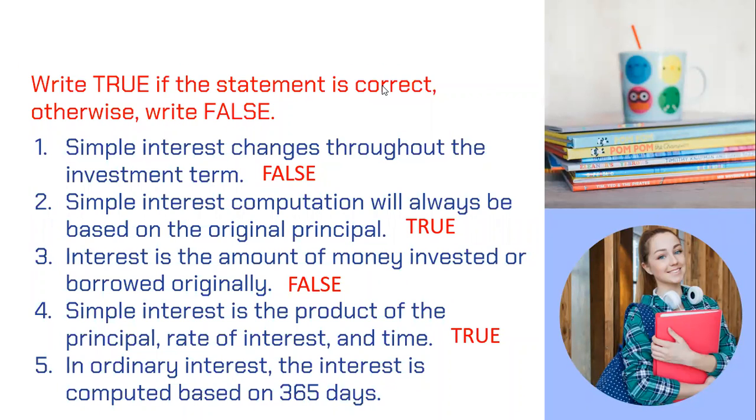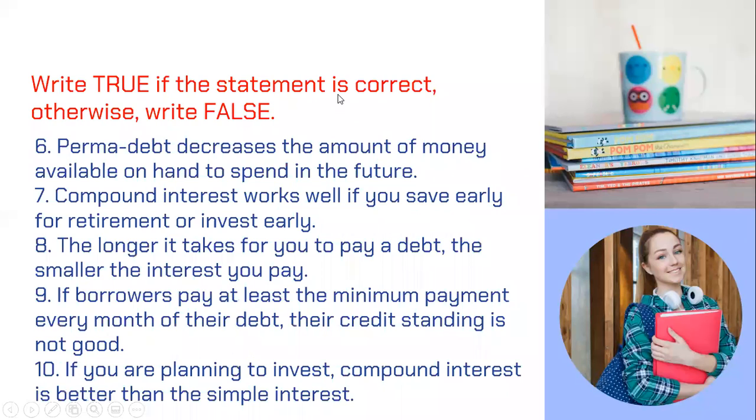Other hands, please. Can I hear the voice of Aldrich? Aldrich, anak. O, sige, Arian. Arian Antaran. False. It's false because when we talk of ordinary interest, it is always based on 360 days lang. Yun po yung tandaan ha. Pag ordinary interest, siya ay for 360 days only. Okay. Let's have number 6.